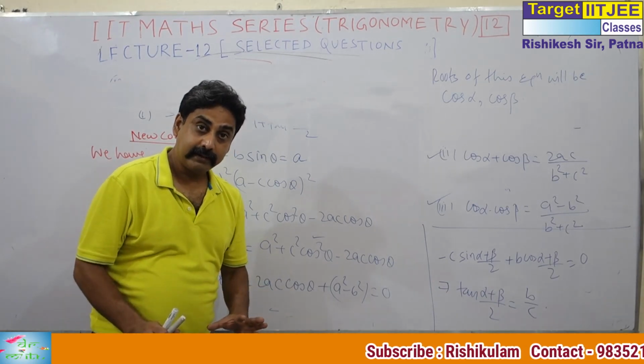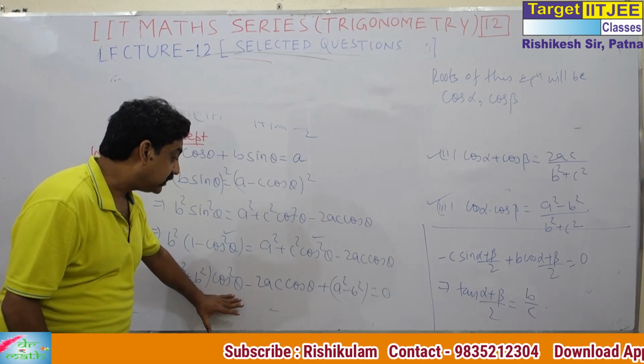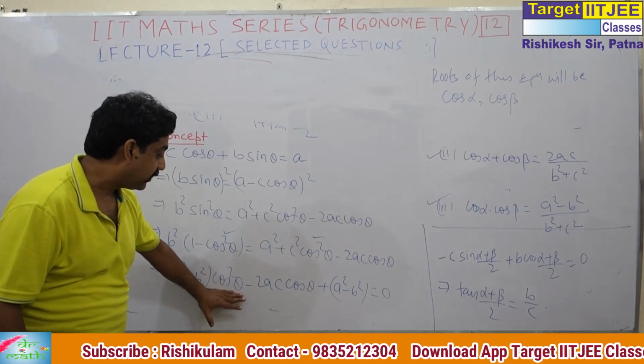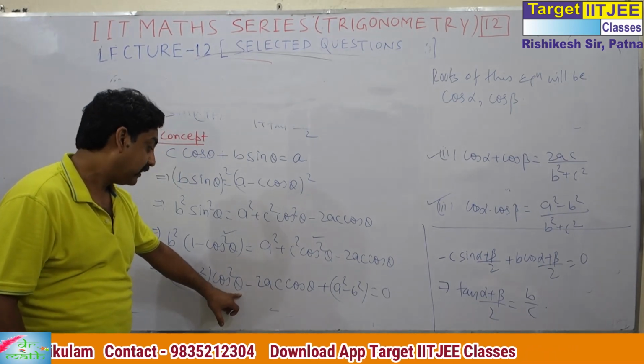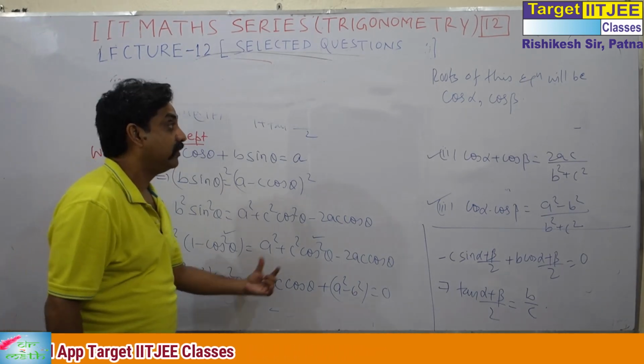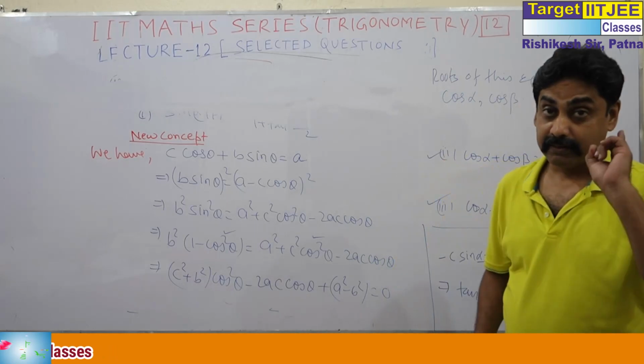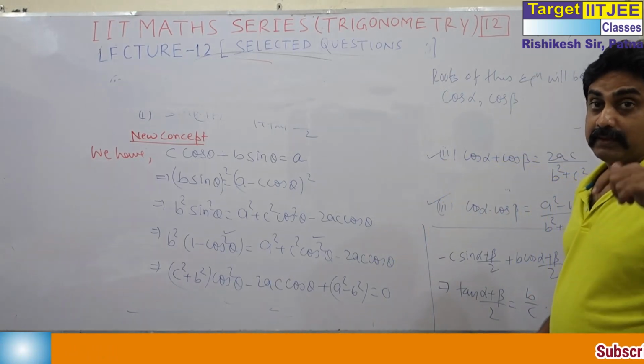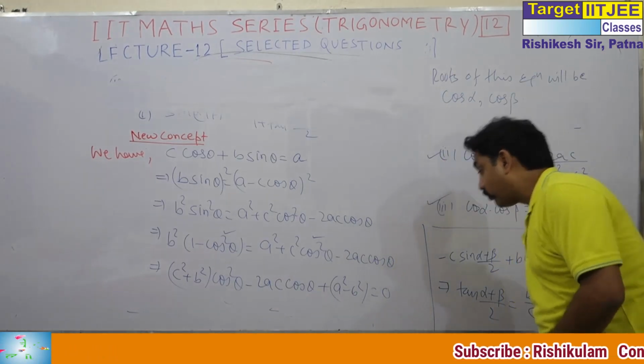Note this point. So the roots of this equation will be: one is cos alpha when theta is replaced by alpha, and since it is a quadratic in cos theta, we will take cos alpha and cos beta. Note this point. I will come back to this question again at this point.